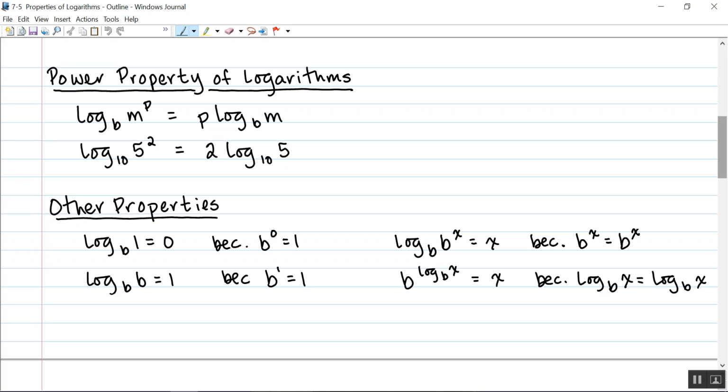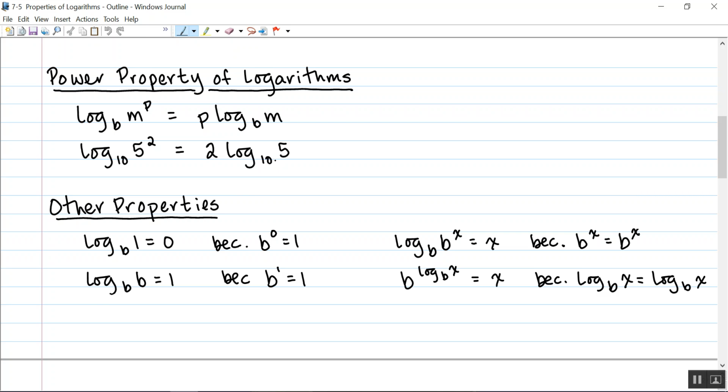The power property of logarithms says log base b of m raised to the power of p is equal to p times log base b of m. In other words, the exponent on what you're taking the log of can actually move to the front of the log and act as a coefficient. Here's an example. Log base 10 of 5 to the second power is equal to 2 times log base 10 of 5.